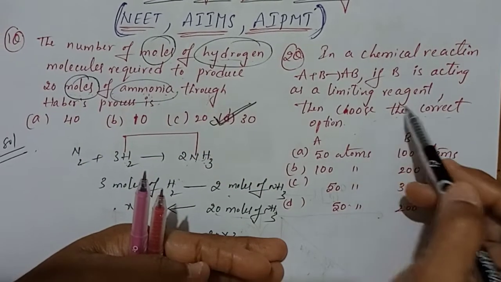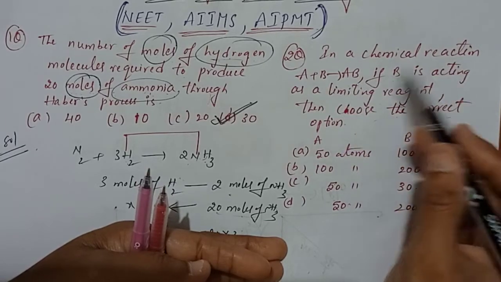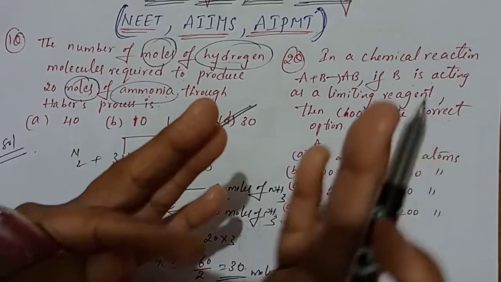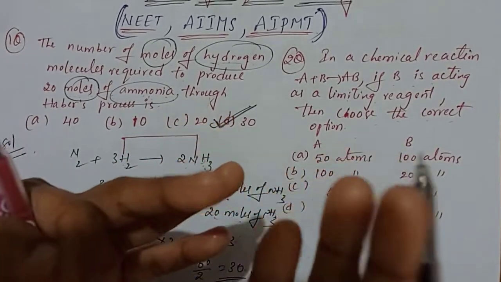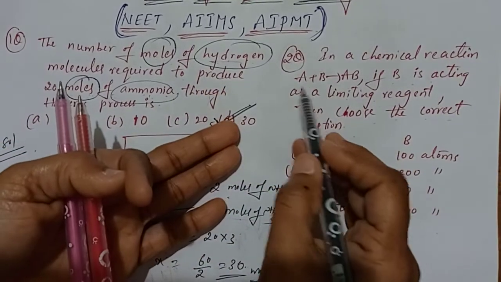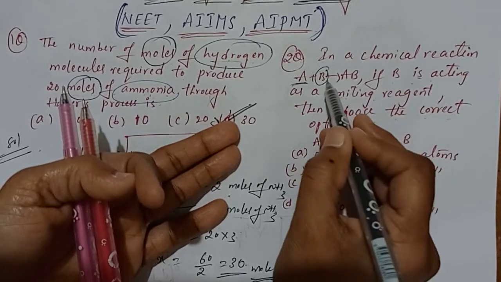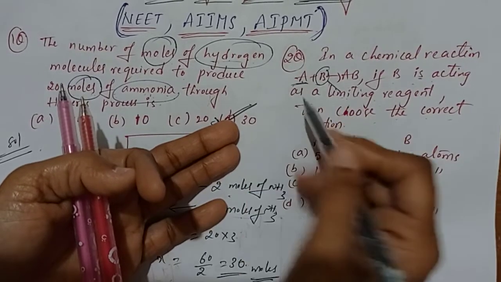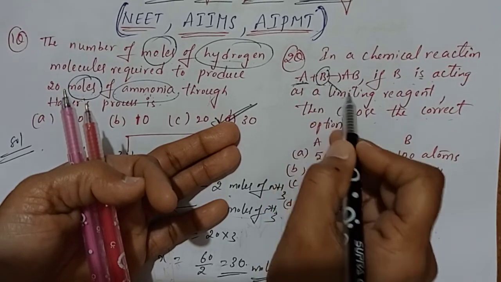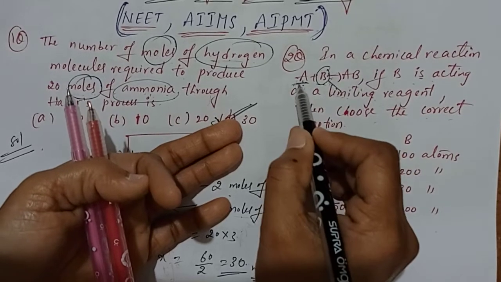Now in the chemical reaction A plus B gives rise to AB, if B is acting as a limiting reagent, that means in this reaction mixture B should be present in the lesser quantity, because it is the limiting reagent. That's why it is present in lesser quantity than the excess reagent. Here B is acting as the limiting reagent. A is the excess reagent. So A should be more than B, and its quantity should be less for B. So A is the excess reagent.